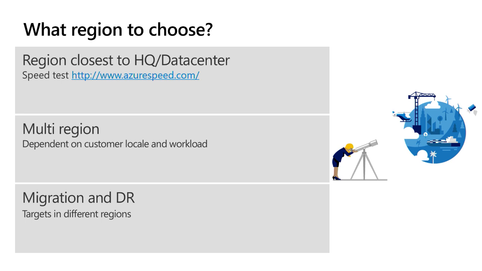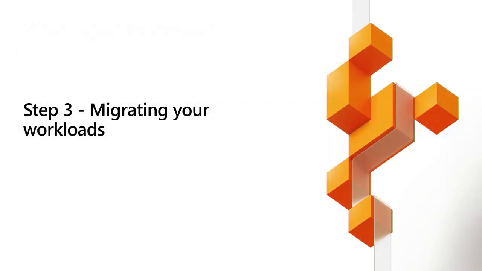Another one is if you need multi-region. Again, it depends on where your customers are coming from or what your needs are. You have to decide depending on the customer location and the workload. For migration and DR, target different regions. Usually what Microsoft recommends is north, south, east to west. But nothing stops you from going from North America to Europe if that is really important for you, okay? So step number 3 is migrating the workloads, okay?